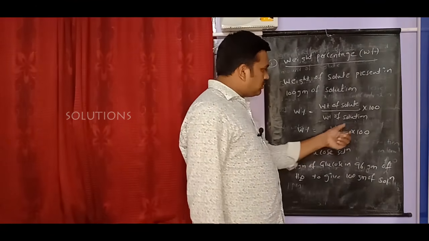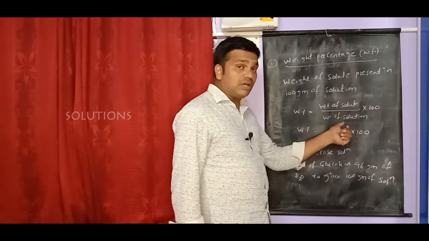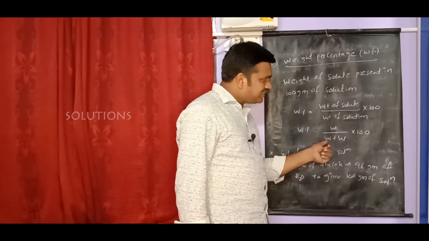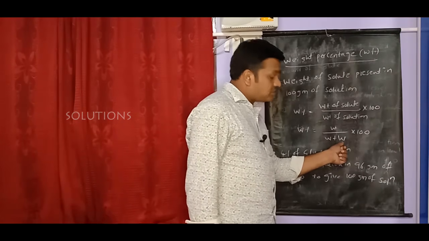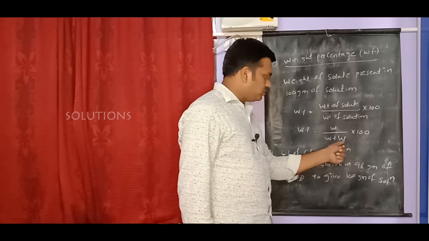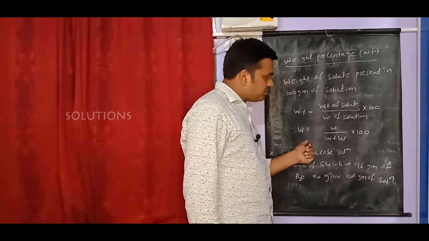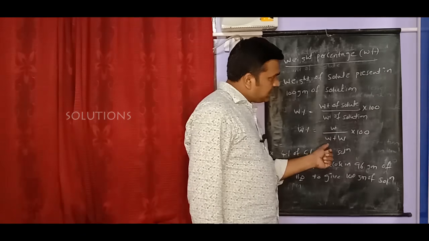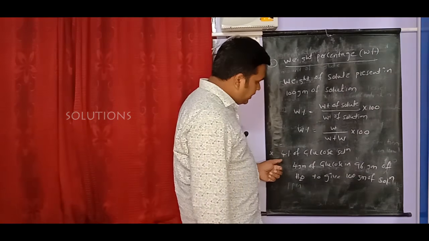You know what a solution is? A solution has two components: one is solute and one is solvent. Small w you can imagine is the weight of solute. Capital W you can imagine is the weight of the solvent. So we can write the formula like this: weight percent is equal to w by w plus capital W into 100.